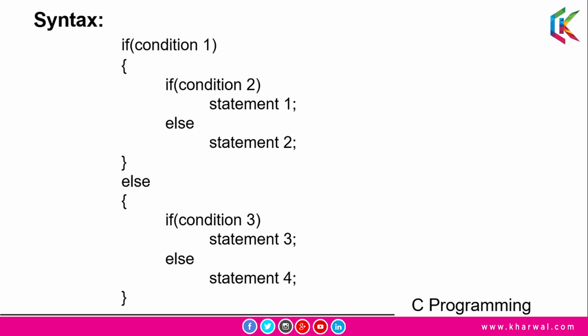Guys, in the syntax of this nested if-else statement, we are using this if-else statement in the block of if, and here we are using this if and else statement within this else block. So this is an example of nesting of if-else statement. So now guys, let me open up the Turbo C++ compiler.